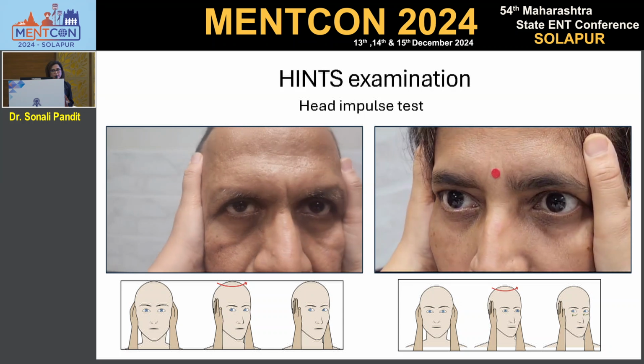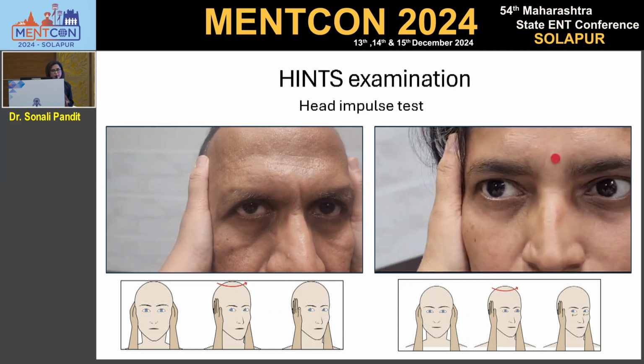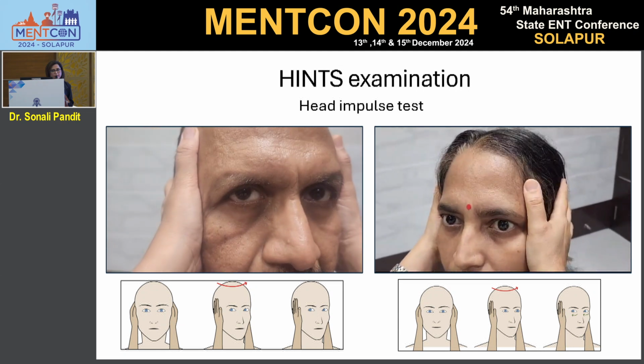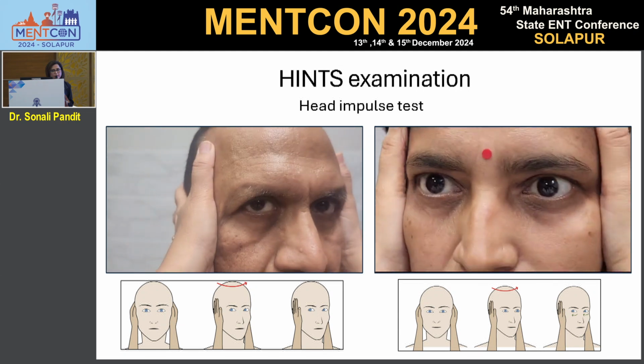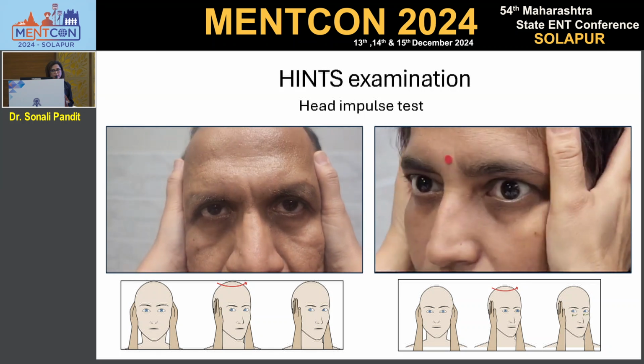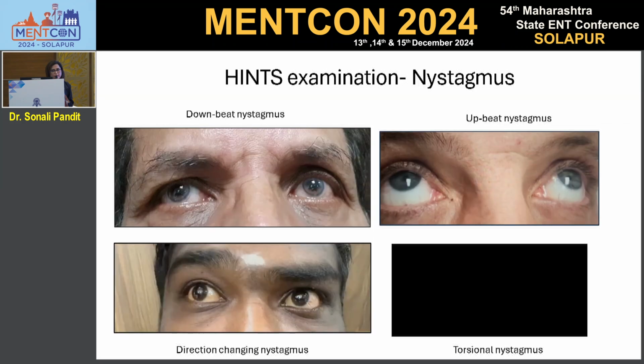And this is a normal head impulse test. So by and large in stroke patients, you'll find the head impulse test is normal. But barring a few exceptions, one of them is ICA stroke. You can get a positive head impulse test in ICA stroke. So now the second part of HINTS is nystagmus.